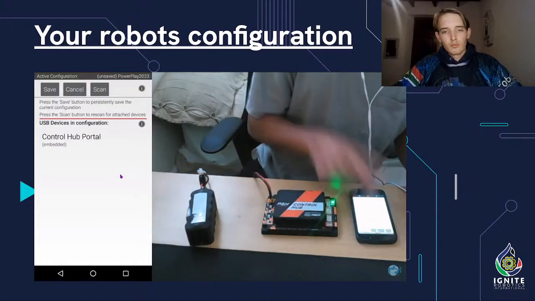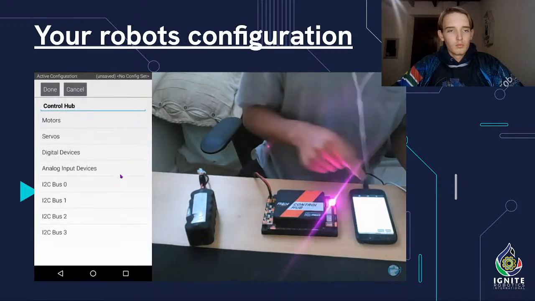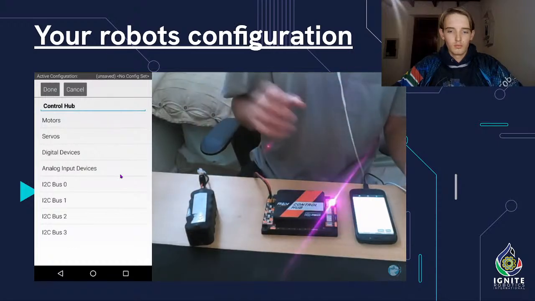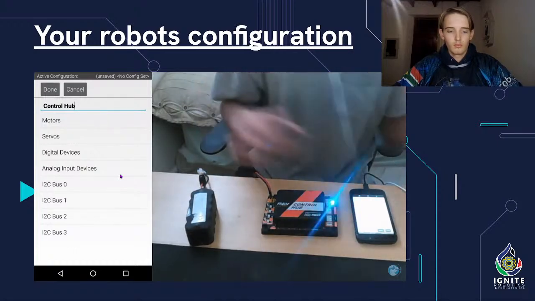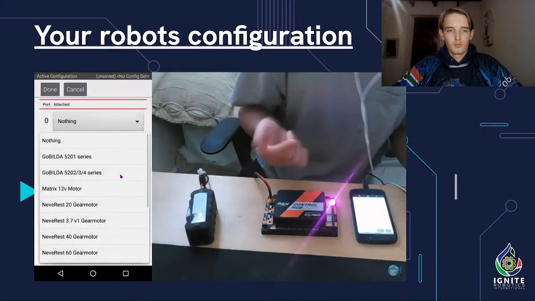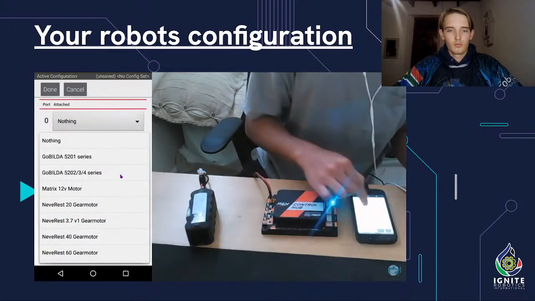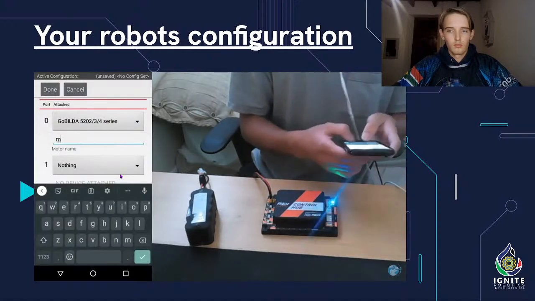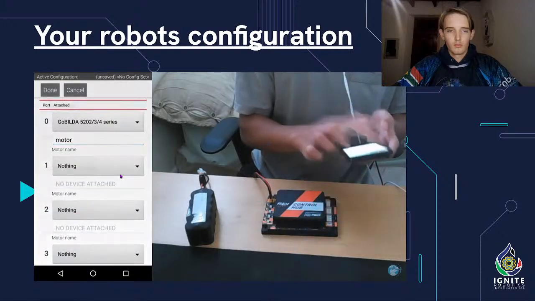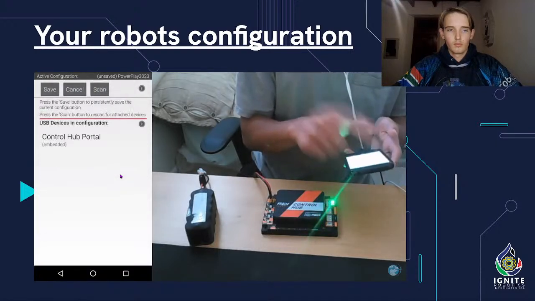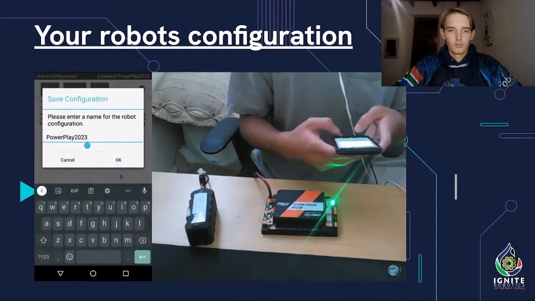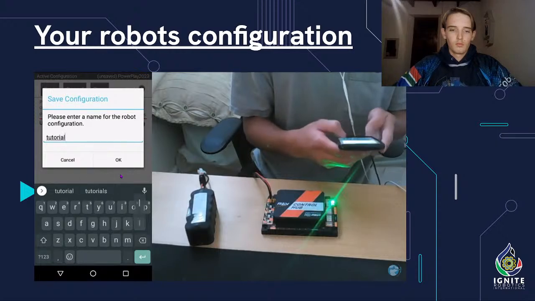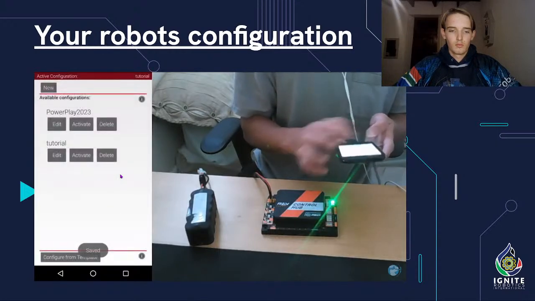Now I'm going to click control hub portal, control hub, and here's a list of everything that you can possibly plug into your control hub. For this example, we're going to test some motors. So I'm going to go motors, and for this example we're using GoBilda, this one, and I'll just type it as motor, and then make sure you click done, and the most important thing is you click save. I'm going to name this tutorial, click OK, and here we go.